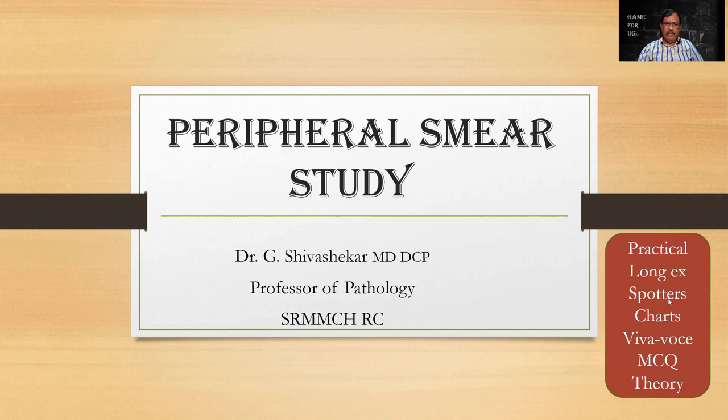Spotters can be kept. Charts can be designed from this. Very important part of the Viva OC, particularly in hematology. MCQs can be asked, and for theory also it is of paramount importance. So it is not just the 10 marks that is there, but it might be as much as 20 to 25 marks that is at stake.